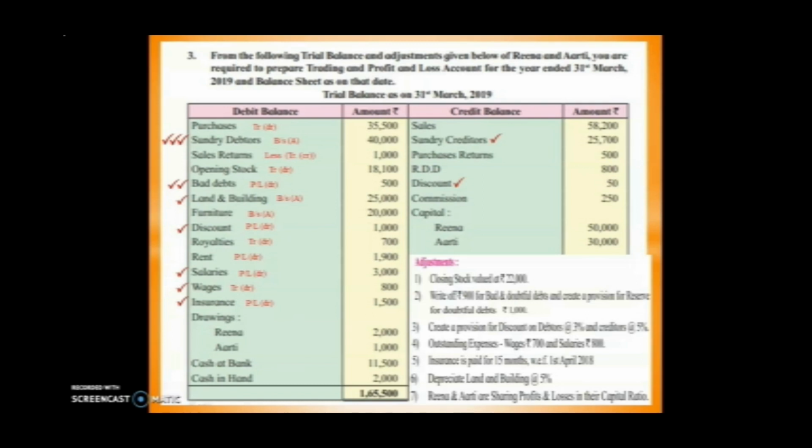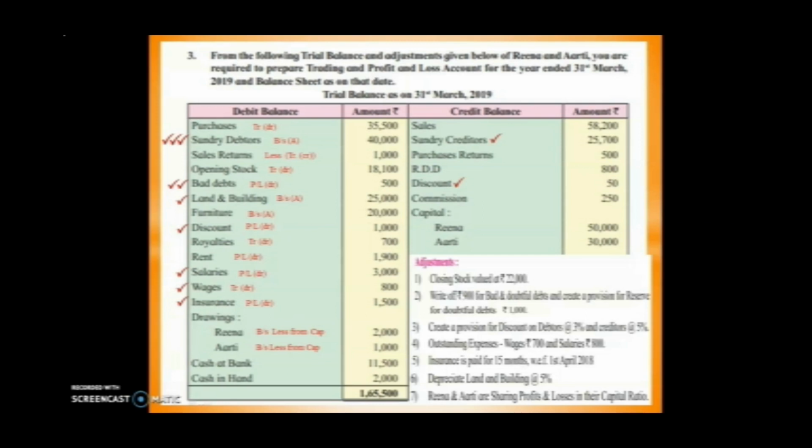Drawings will be recorded in your balance sheet under the capital amount of the partners as less drawings. Here, in this sum, there are no adjustments relating to partners. Hence, it is okay if you don't prepare partners' capital account and record the entries in the balance sheet itself.